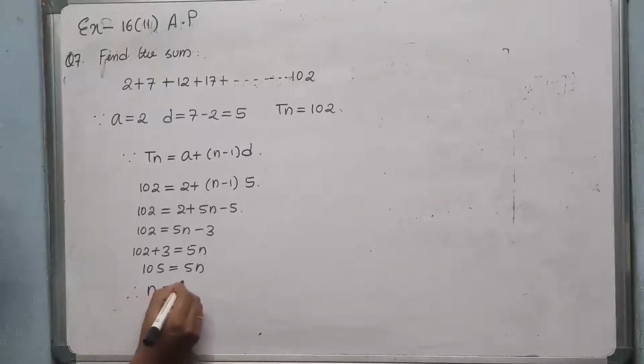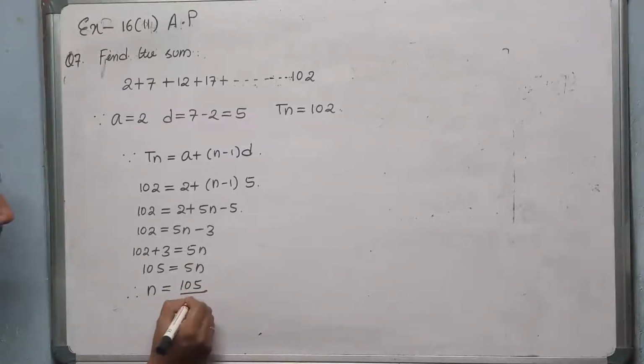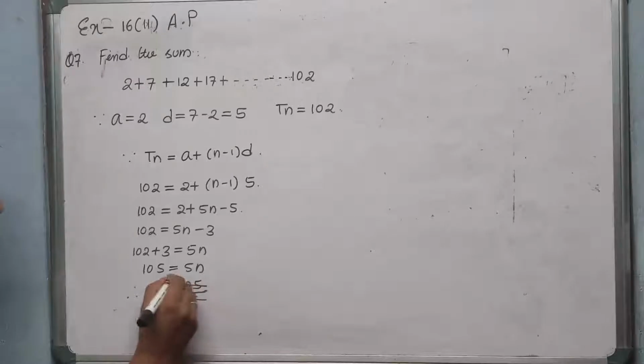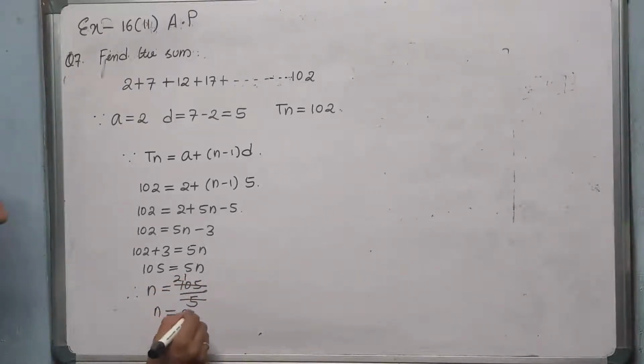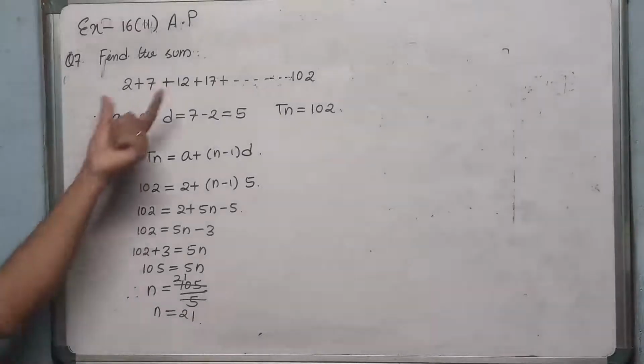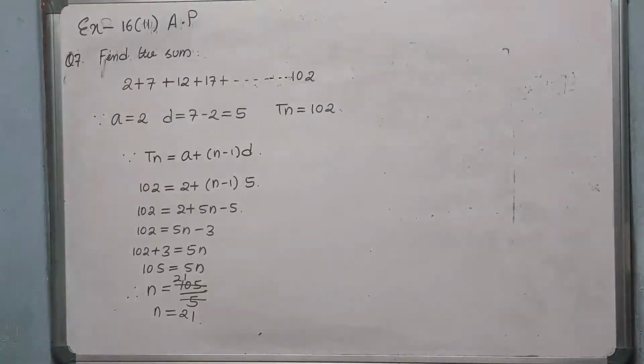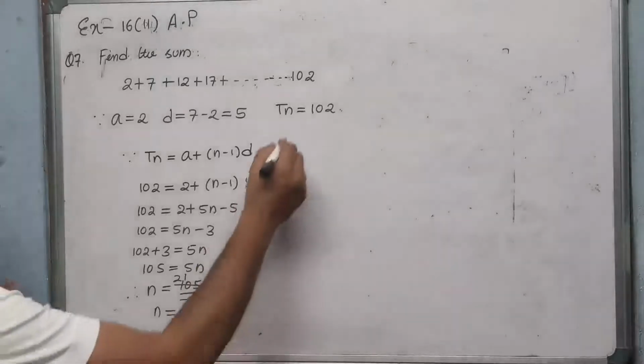Therefore, n is equal to 105 divided by 5. 5 twos are 10, 5 ones are 5. n is equal to 21. Now over here there are 21 terms. Next you have to calculate the sum of the 21 terms.